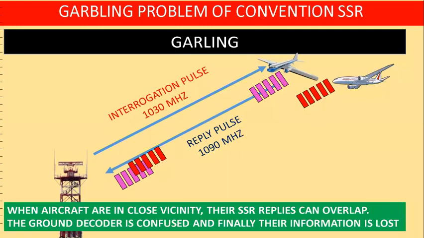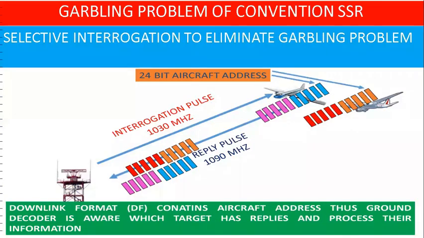The first major error that occurs in conventional SSR systems is overlapping replies, that is garbling. Overlap occurs when two or more replies come at the same time. This causes identification problems at the ground radar system. Garbling error is eliminated by the use of a unique 24-bit aircraft address. The downlink format contains the 24-bit aircraft address and thus it eliminates garbling. The ground sensor is aware of which target has sent the message and processes the information.